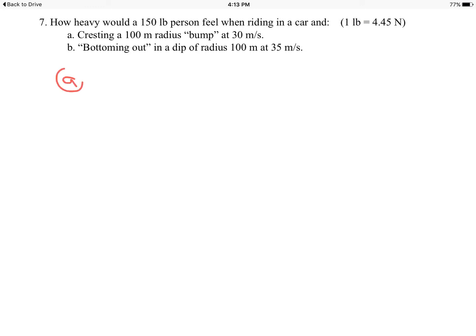Let's look at the free body diagram for a person going over a bump or cresting a hill in a roller coaster. Here's my person. These diagrams are going to be very important. What forces are acting on this person? Well, you have your weight, which is always straight down, W. And you have the seat, which is touching you and pushing up. Now, when you're on a level road, your normal force from the seat is equal to your weight. You have no net force up and down.